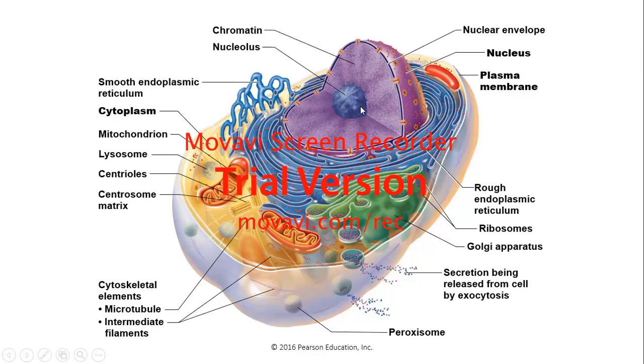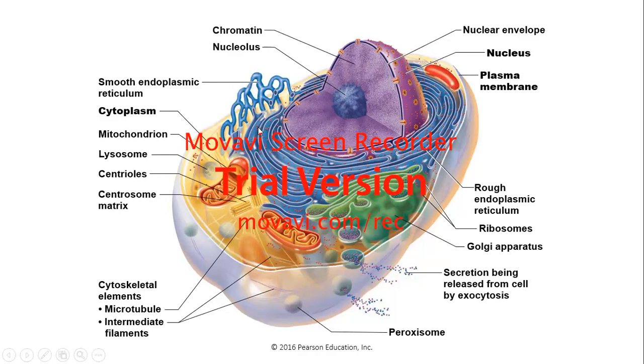So let's work from the inside of the cell out. We have the nucleus, and you see these nuclear pores, channel pores right here in the nucleus. Continuous with the nuclear envelope, the nuclear membrane, is the endoplasmic reticulum. You see this is the smooth ER, smooth because it does not contain ribosomes.